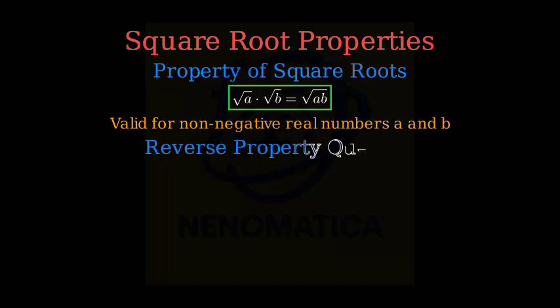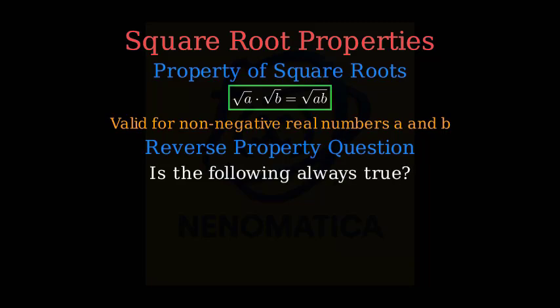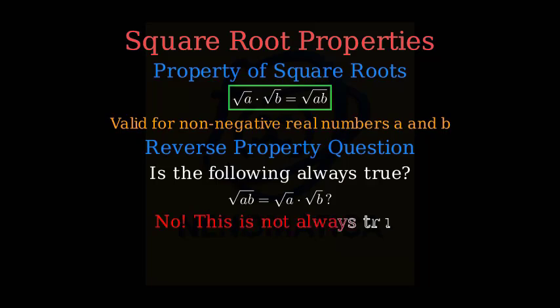Now, let's consider the reverse of this property. Is it always true that the square root of ab equals the square root of a times the square root of b? Mathematically, we're asking if this equality always holds. The square root of ab equals the square root of a times the square root of b. The answer is no. This reverse property is not always true.